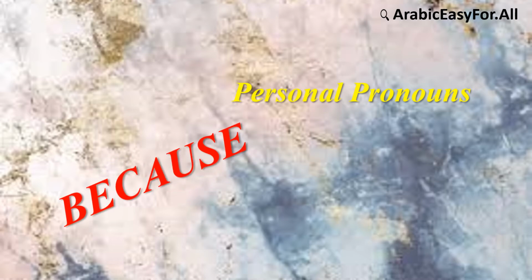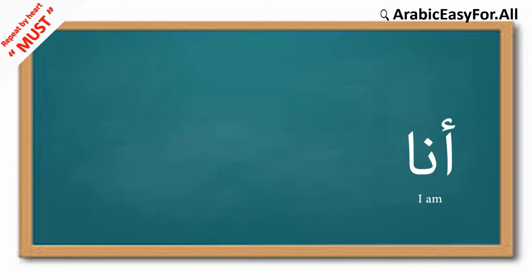Because is a subordinating conjunction. It introduces clauses of cause and reason. This means that the clause it introduces is a subordinate clause, which needs a main clause to make it. Because in Arabic is لأن. Let us study the subordinating conjunction because with the personal pronouns.